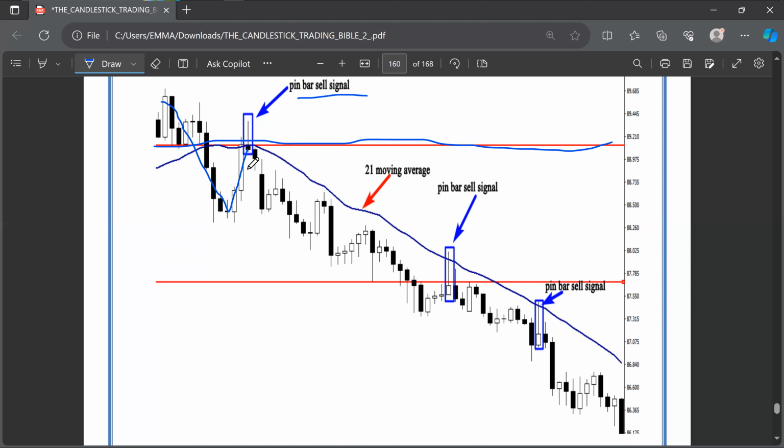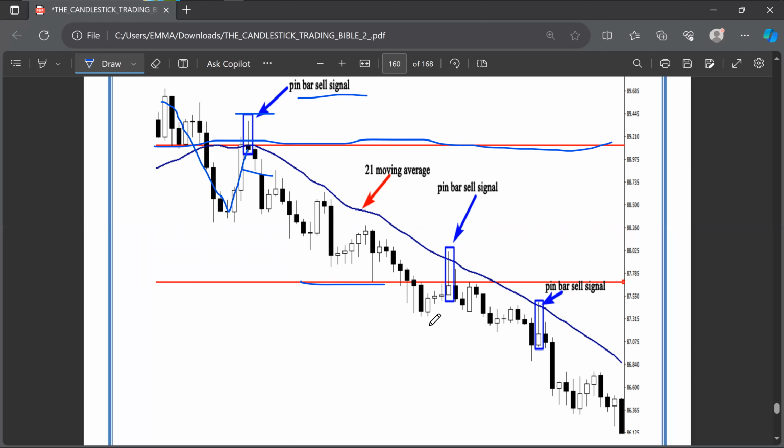So if you enter just here, your TP can be here, and then you make it. That's your first entry, because they actually meet on the 21 moving average, and then we have the resistance also, and we have your pin bar forming, and the general movement is a downtrend. That is why we are selling, because all these four factors are in line. Then we move to the second entry.